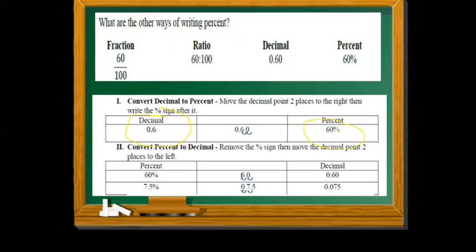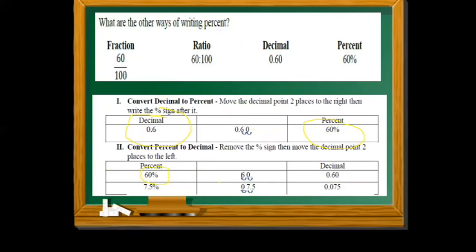Di ba, madali lang siya. We will just move two places to the right. And then, convert percent to decimal: remove the percent sign, then move the decimal point two places to the left. So kapag vice versa naman siya, from percent naman siya nagsimula, gagawin naman natin siyang decimal.